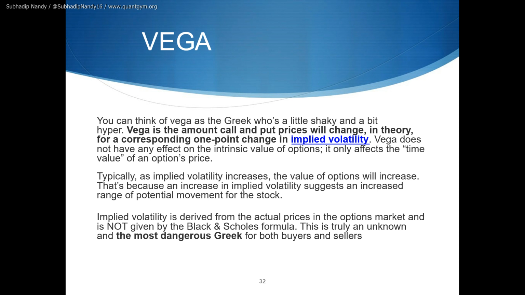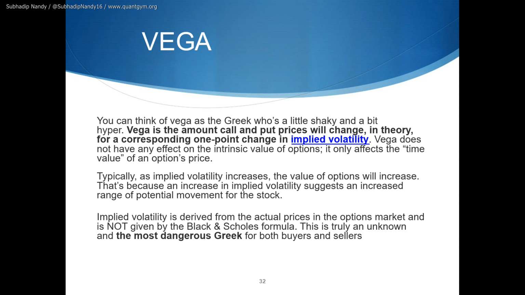Typically, as implied volatility increases, the value of options will increase. That's because an increase in implied volatility suggests that an increased range of potential movement for the stock is expected by the option buyers and sellers in the market. That's why they are increasing the vol, so the stock can make a bigger move.